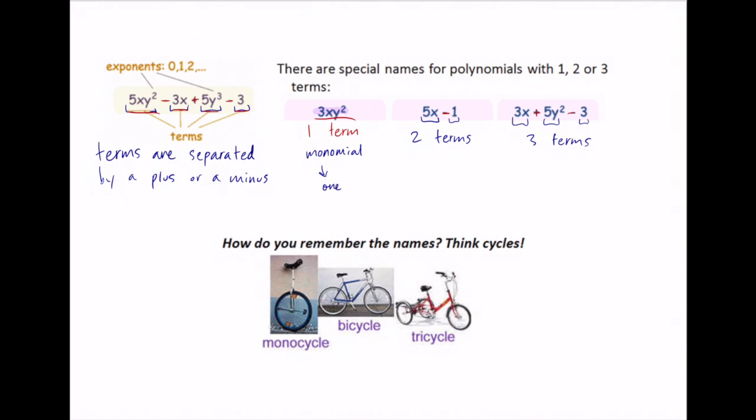Right, 2 terms. Let's think of a prefix that means 2. So bi, I think of the word bicycle having 2 wheels, or bilingual, 2 languages. So we can write this as a binomial, where bi means 2. And 3 terms. Our prefix for that would be tri. So this would be a trinomial. You can think of a tricycle, it has 3 wheels, or a triangle, 3 sides.